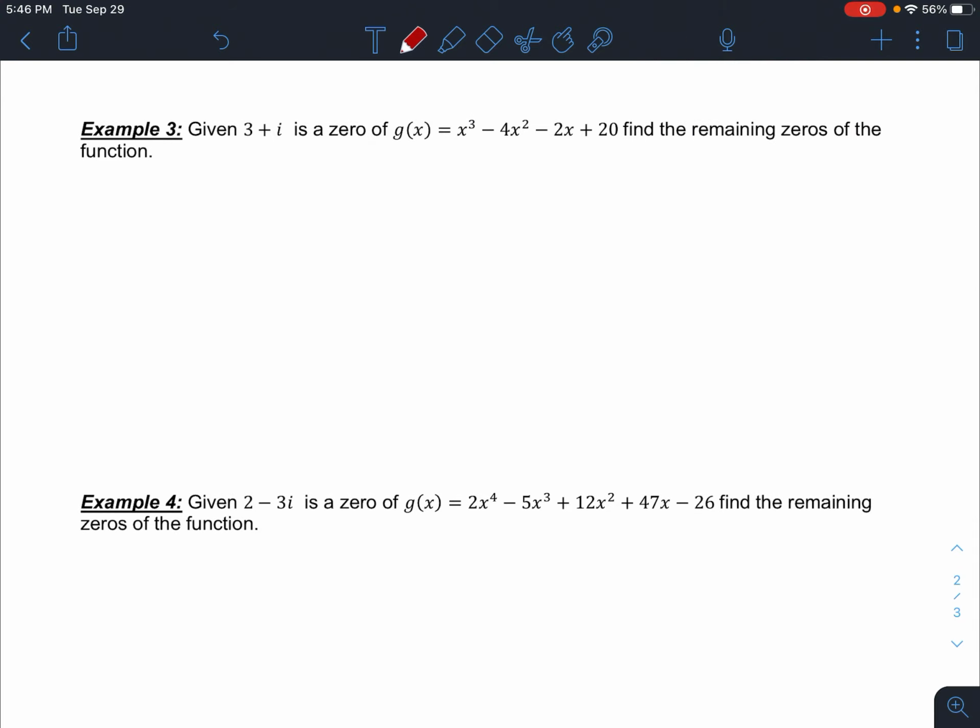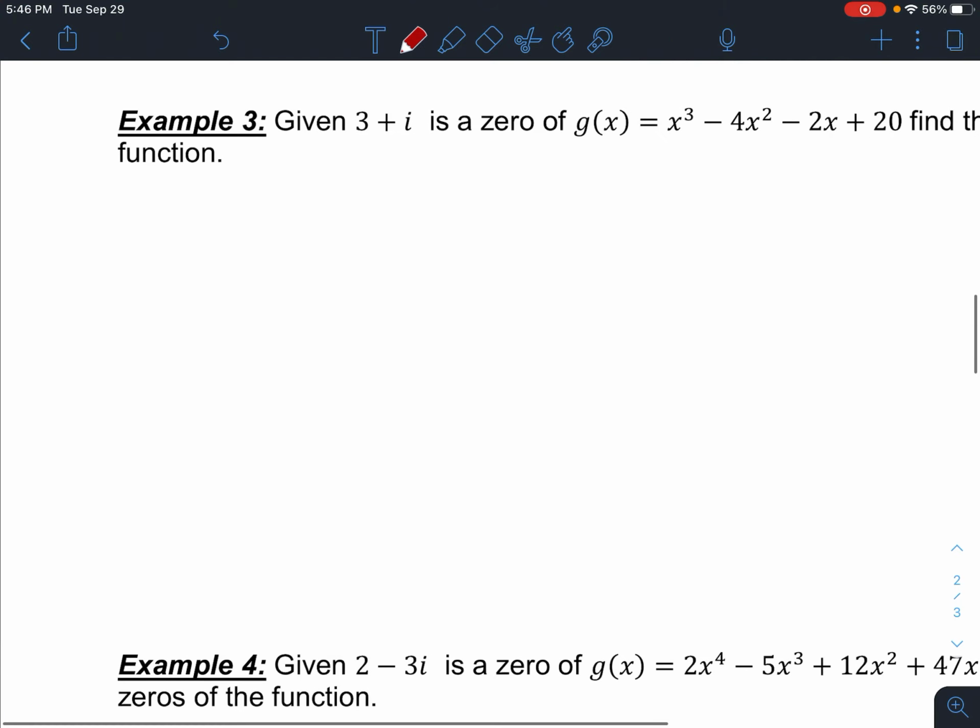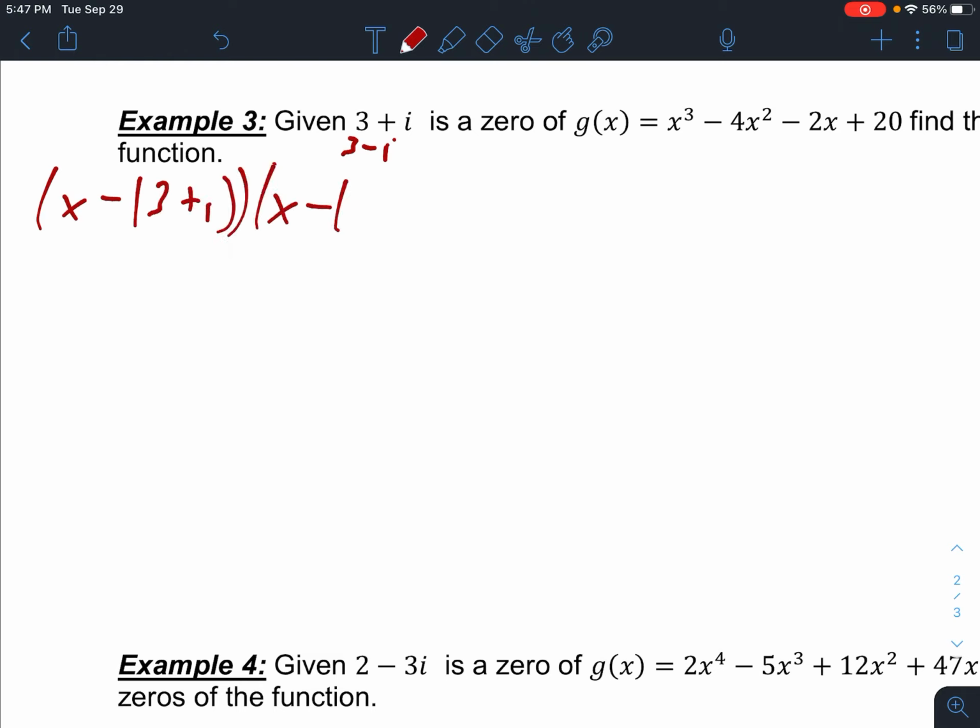Number 3. Given 3 plus i is a 0, that also means 3 minus i is a 0. So I have the factors x minus (3 plus i) and x minus (3 minus i).